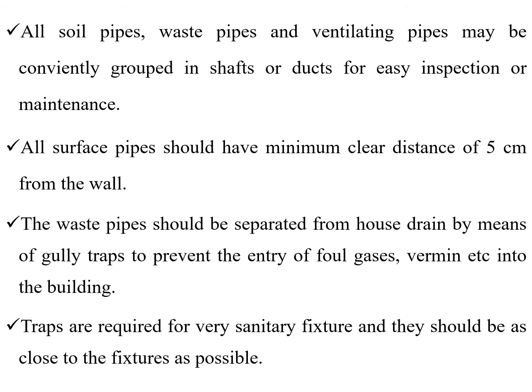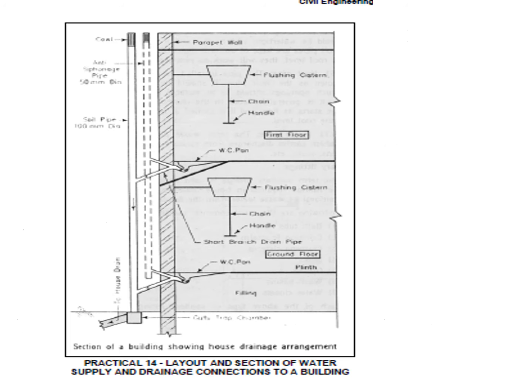maintenance. All surface pipes should maintain a clear distance of 5 cm from the wall. The waste pipe should be separated from house drains by means of a gully trap to prevent the entry of foul gases, vermin, etc. into the buildings. Traps are required for every sanitary fixture. They should be as close to the fixtures as possible.